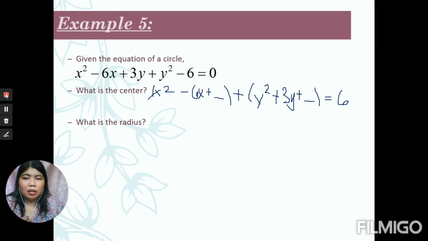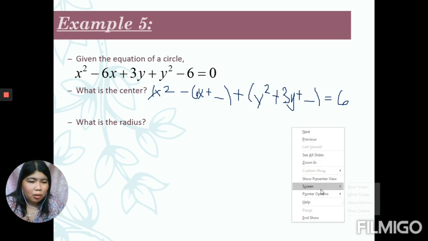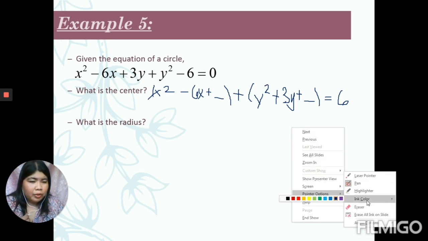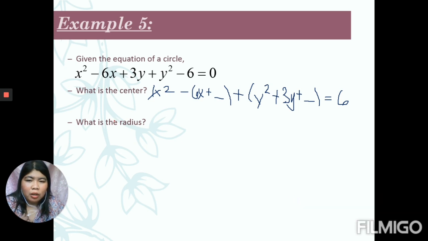Pag nakuha nyo na siya, kailangan na natin i-complete yung square kapag nakaayos na ng ganyan. Kukunin na natin kung ano yung nawawala, kung ano yung ilalagay natin dito sa blank space. Ibahin natin color para makita nyo. Hindi kasi ito kasali dun sa equation, so gawin natin siyang red. Ang pag-complete ng square, kunin nyo lang yung middle. Ang middle natin ay negative 6. Get the half of that and then square.